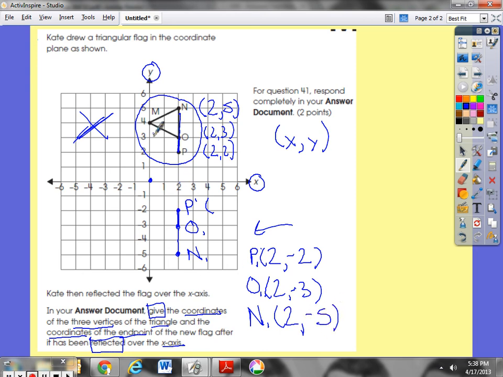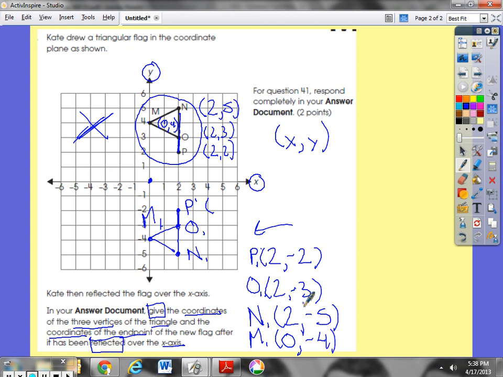And finally, I'll go with the M, because I must put all the points on there. M is at 0, 4, 0 being the x. So my M image would be at, the x value stays the same when I reflect over the x-axis. It is the y that becomes the opposite, so the y would be -4. So we're at 0, -4, which would be right there. I'll connect my flag. And I'm sorry, that is not O, that is M. And that is O, 2, -5.